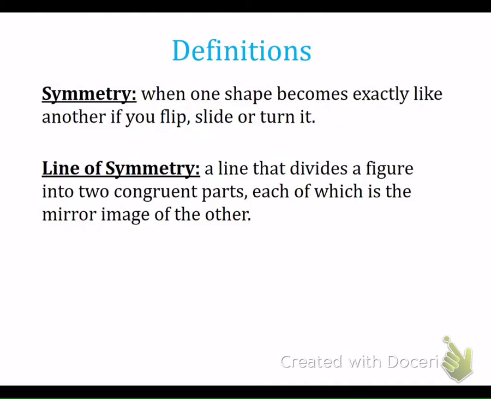So very similar. Lines of symmetry cut one figure, where with the line of reflection you'd usually have two figures. But similar idea.